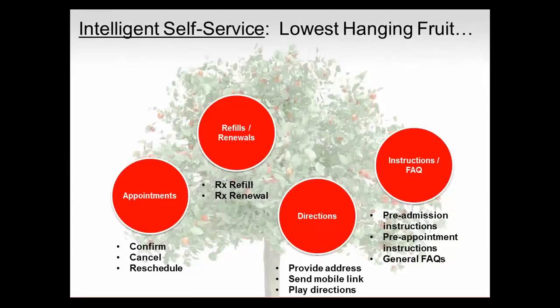And then rescheduling. So rescheduling is something that we typically see handled by an agent, but again, it's can I take the 5 tasks out of the 10 that an agent would typically do and move that into automation and allow the agent to then take over for those last 5, finding that balance. Refills and renewals, another big call driver.